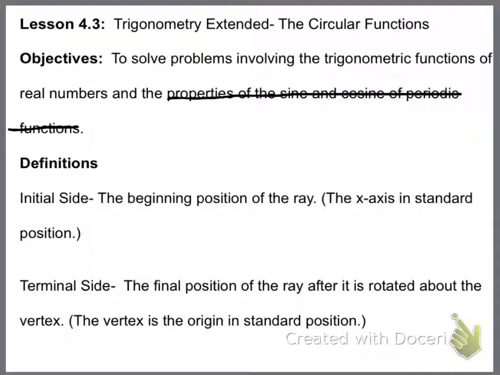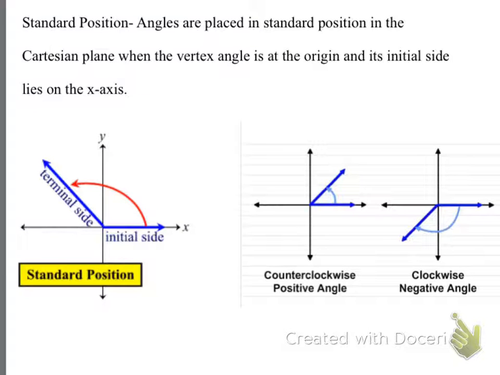So the initial side is the beginning position of the ray, and that is the x-axis, the positive x-axis. Okay. The terminal side is the final position of the ray after it is rotated about the vertex. The vertex is the origin. So for example, okay, these are angles in standard position. The initial side is right here on your positive x-axis, and your terminal side is here in quadrant 2.